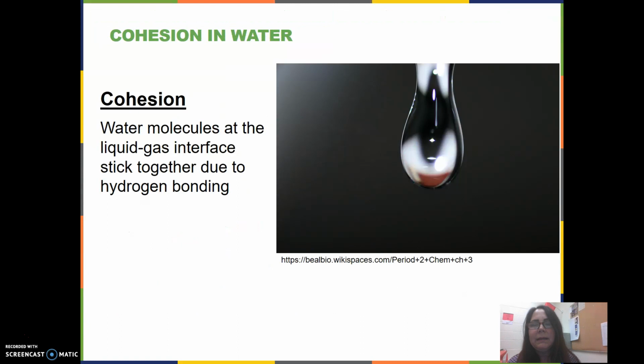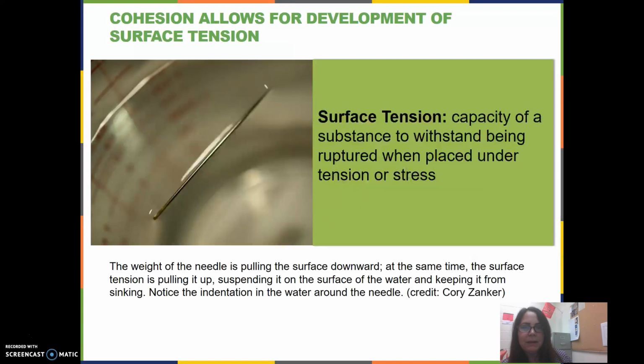And these properties of water, the hydrogen bonding and the polar covalent nature of water, also make it cohesive. Cohesion is the tendency of water molecules to stick together due to hydrogen bonding. And cohesion allows for the development of surface tension. We see surface tension when something floats on the surface of water, like if you drop a pin or a needle on the surface of water in a beaker, it'll float.